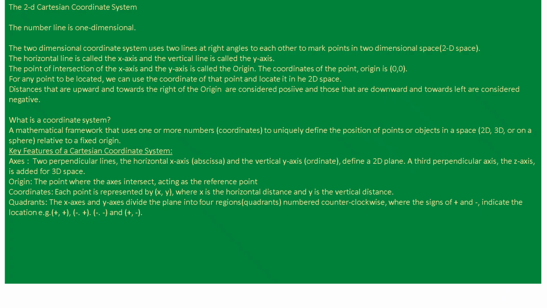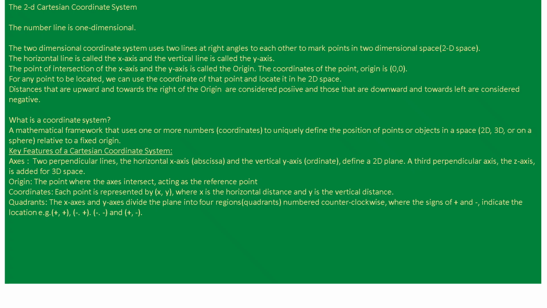Coordinates. The 2D Cartesian coordinate system. If we look into the number line, it's a one-dimensional figure. The two-dimensional coordinate system, what is it? It is like two lines that meet at right angles to each other. In what way is it used?